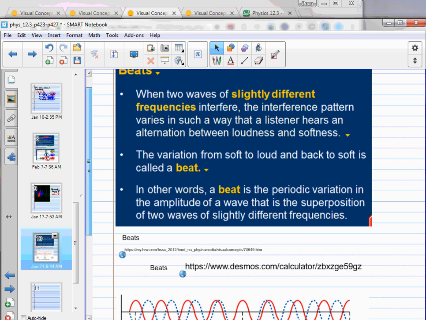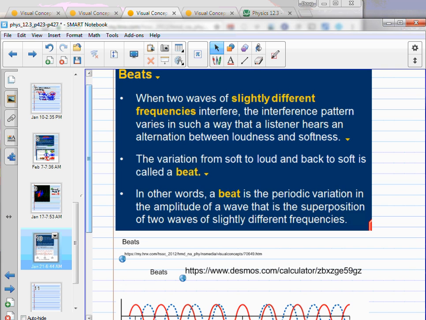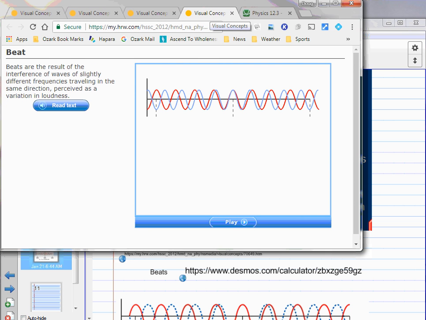Beats, next topic. When two waves of slightly different frequencies interfere with each other, this interference pattern varies in such a way that a listener hears an alternation between loudness and softness. This variation, soft to loud, is called a beat. In other words, a beat is a periodic variation in the amplitude of a wave. That's the superposition of two waves of slightly different frequencies. Remember, superposition is the combination of two waves, same place, same time.